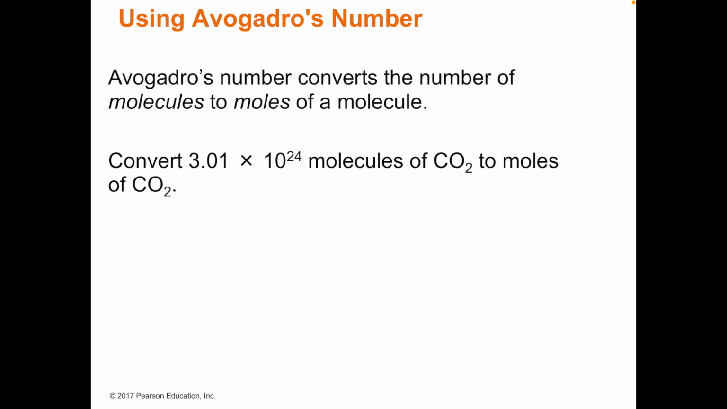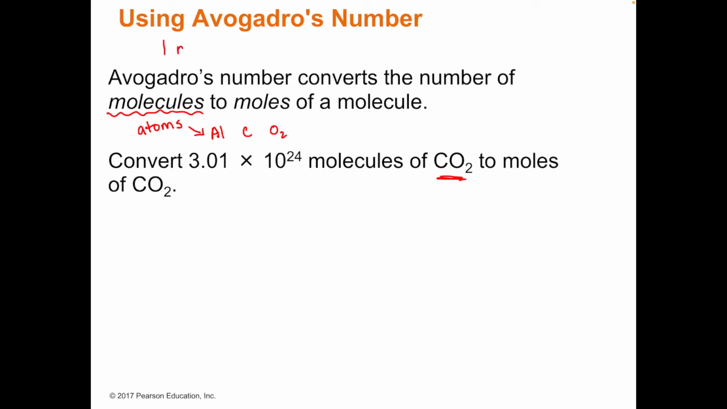Okay, so Avogadro's number can also be used to convert molecules to moles of a molecule. I talked about it a little bit earlier. This word molecules is going to be used just the same way as we use the word atoms. It's just we'll use the word molecules when we're talking about more than one atom bonded together. For example, here in carbon dioxide, we have carbon bonded to 2 oxygens. So we'll use the word molecules instead of atoms because atoms are used to refer to individual elements like aluminum or carbon or oxygen or things like that.